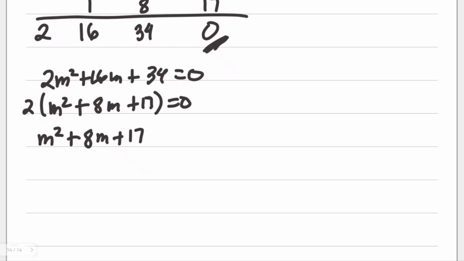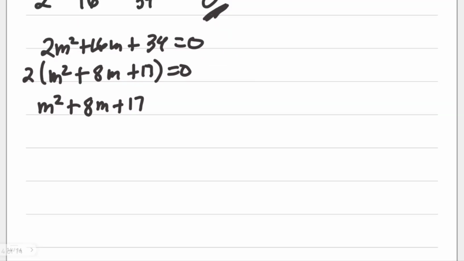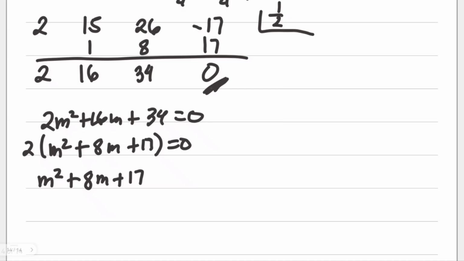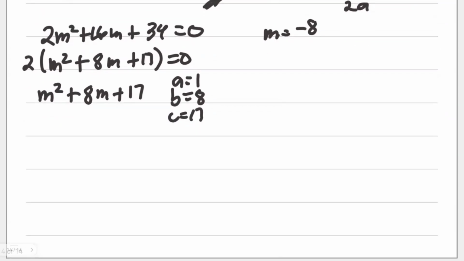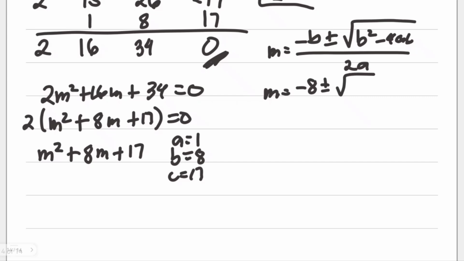In the previous videos, we've been trying completing the square. We can also do that here, but in this case, they just simply use the quadratic formula to also try this. Quadratic formula, m is equal to negative b plus minus the square root of b squared minus 4ac all over 2a. Your a here is 1, b is 8, c is 17. So you have minus 8, that's negative 8, plus minus the square root of 8 squared minus 4 times 1 times 17. Okay? 2 times 1.